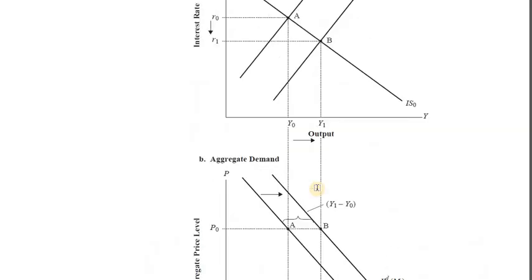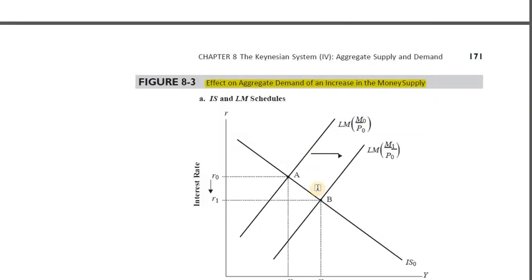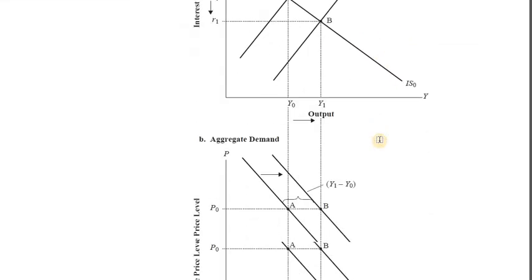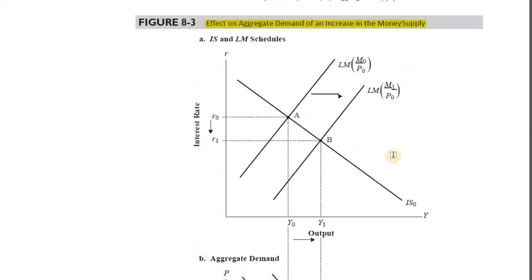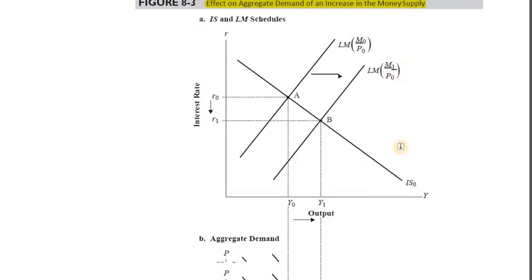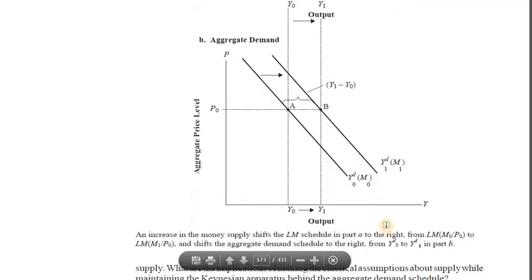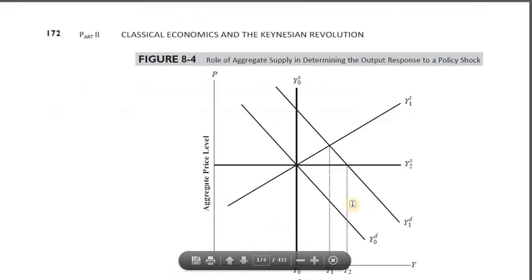So what we have studied from here is quite simple. How can there be a shift in the aggregate demand when there is an increase in the money supply? And either way, anything that is going to cause an increase in output with the price level fixed is going to shift the aggregate demand. This is either way simple. Let's get on to the new thing now, which is the role of aggregate supply in determining the output response to a policy shock.